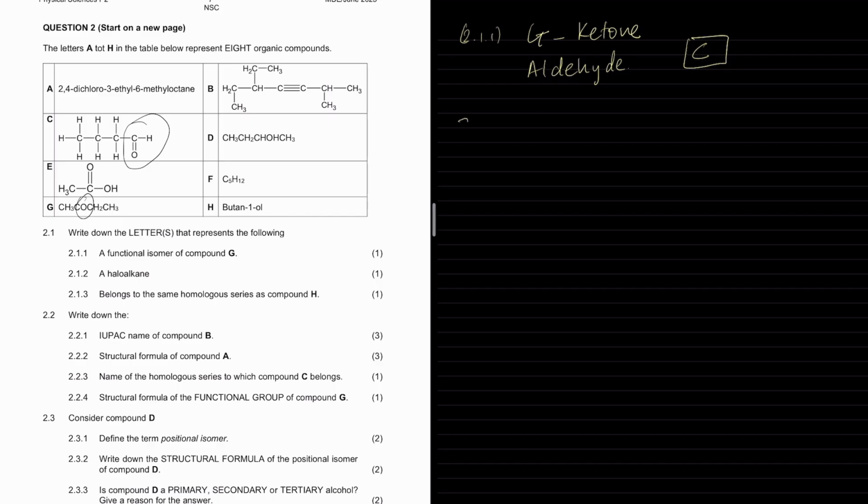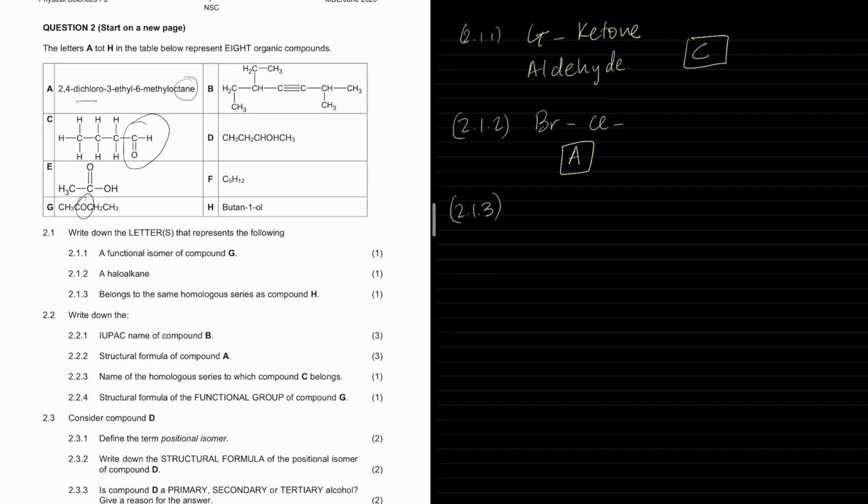2.1.2, a haloalkane. So a haloalkane, halo means halogen. So I'm looking for a bromine, a chlorine, or any one of those halogens. Remember, there's a few of them. So if I look at this, I can see A has 2,4 dichloro, and it ends in ane. So halo, halogen, and alkane. So the answer there must be A.